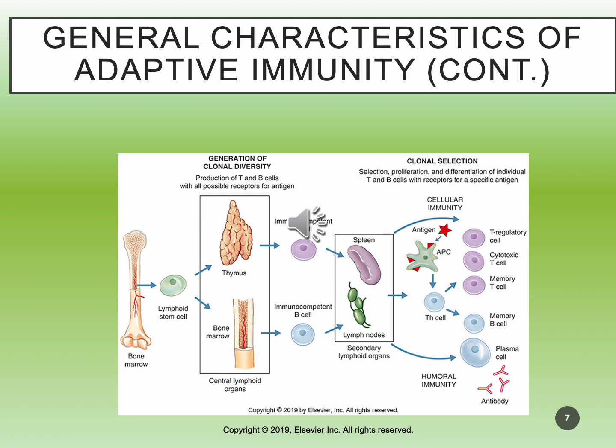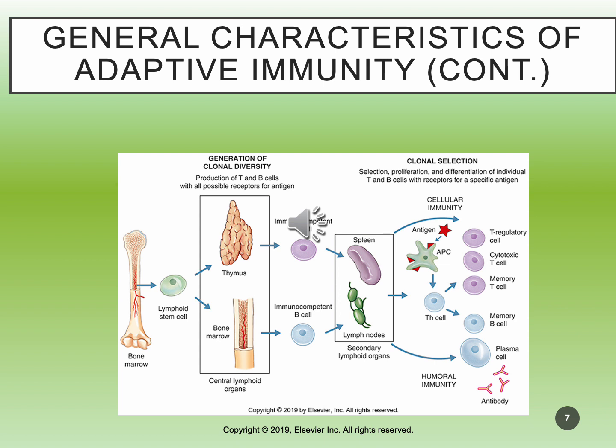Clonal diversity begins when we are fetuses. What occurs is in the thymus and the bone marrow, which are the primary lymphoid organs or central organs. Cells that enter the thymus will become T cells, and those that enter the bone marrow will become B cells.